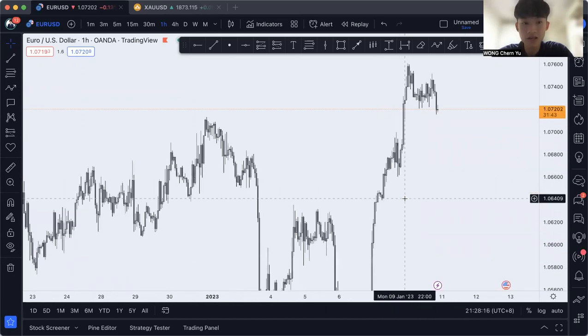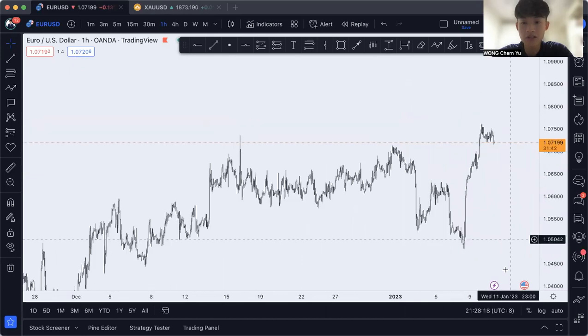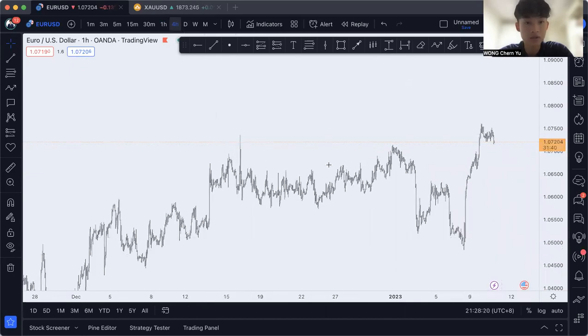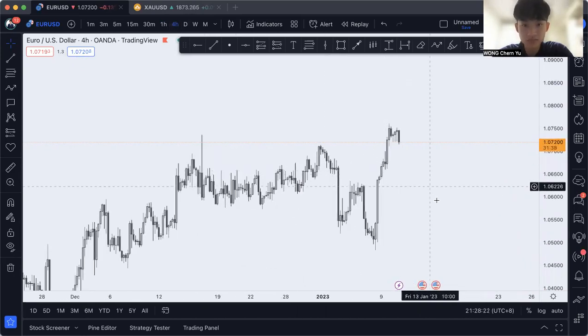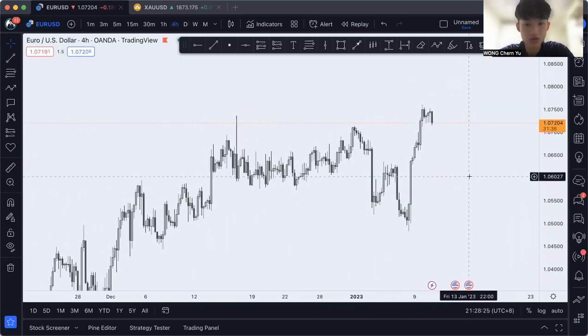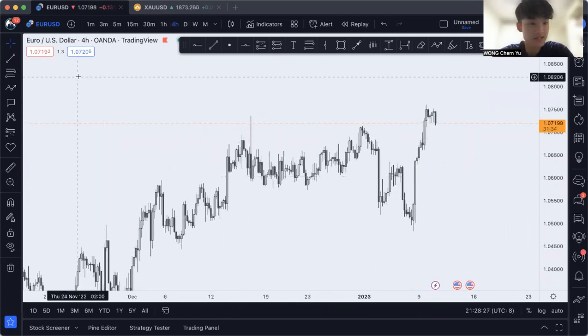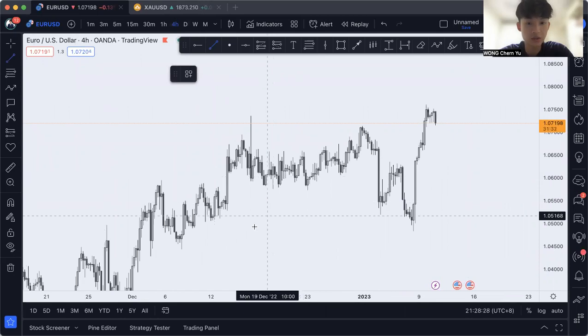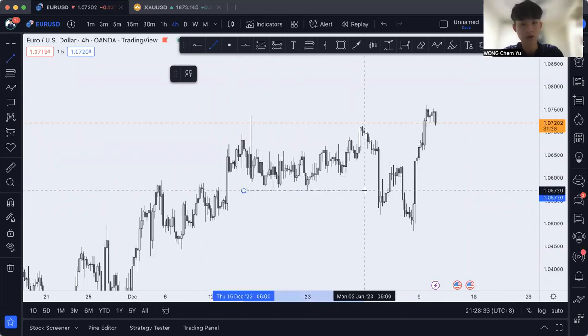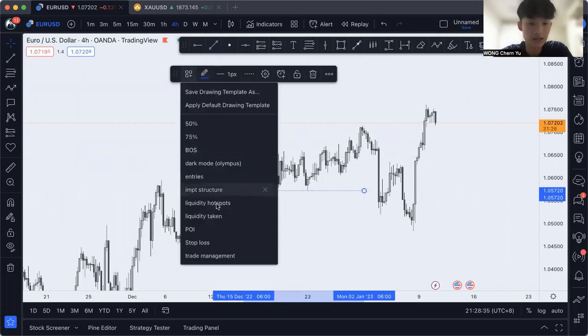If we take a look at the 1 hour time frame, actually, let's talk about the 4 hour time frame. If you look very closely over here, we can see multiple areas that cleared liquidity. The most obvious area is this area here. So what exactly is a clear of liquidity, guys?